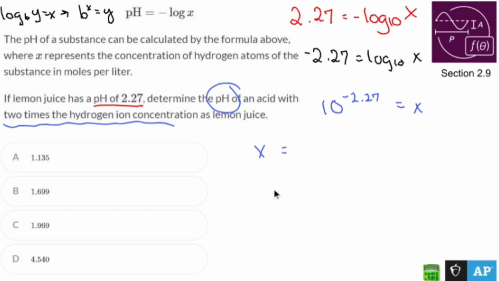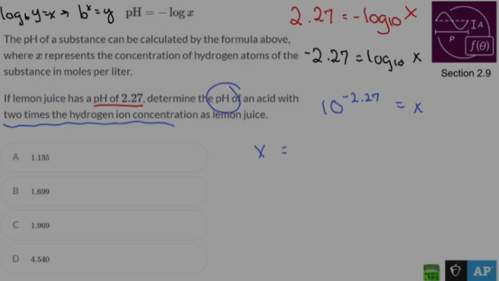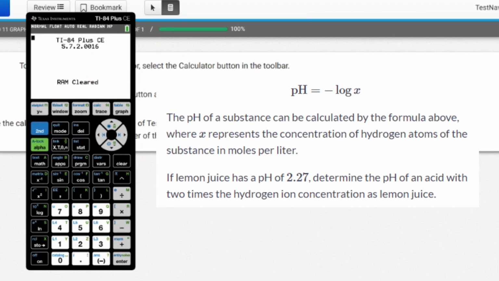All right, so let's run to the calculator and see what happens when I do that. All right, this is going to be a gross one. You ready? So first thing we need to do is 10 to the, which is that key right there, negative 2.27.